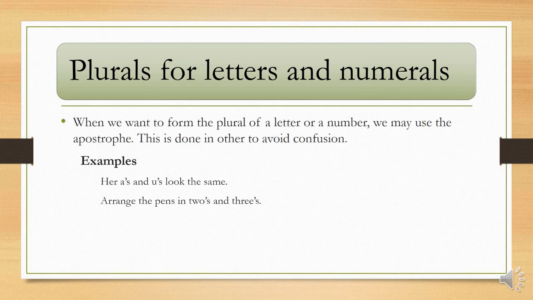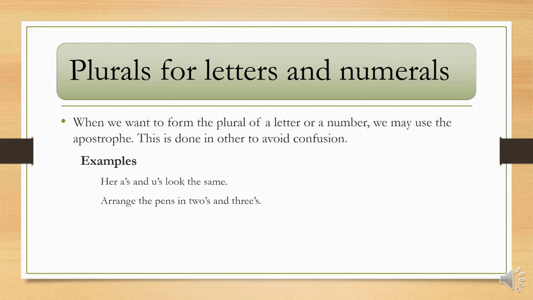Okay, so the apostrophe here is not showing possession. It's actually showing plurality, but it is there because if you don't use the apostrophe, it will be something else. So you are doing this to avoid confusion. So you see that the apostrophe is very important. It's not just about showing possession. Here is one other way you will need to use it.